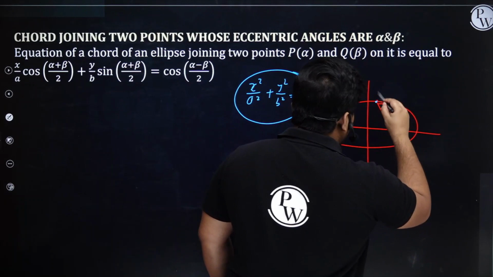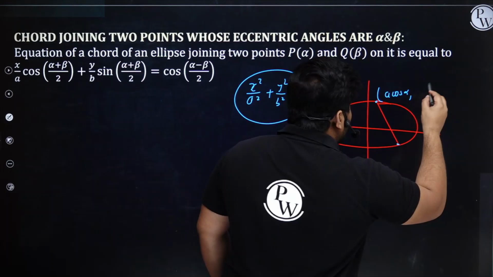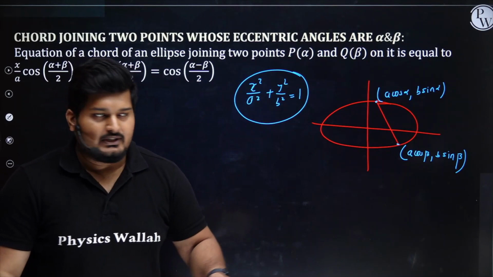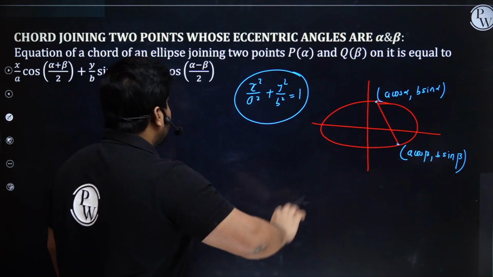This point will be, let's say, a cos alpha, b sin alpha, since the parametric or eccentric angle is given, and here it will be a cos beta comma b sin beta. It's very simple to write. This is a random chord with eccentric angles given, so we can find the slope, and then we can use any point, and this is what you are going to get.